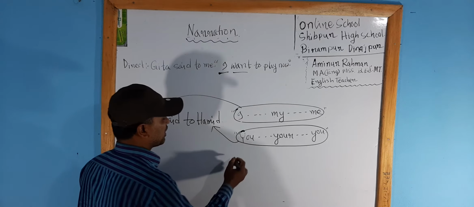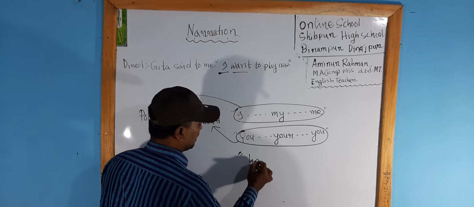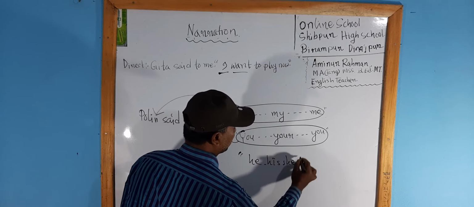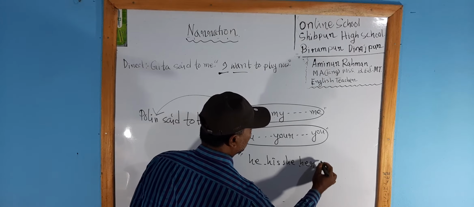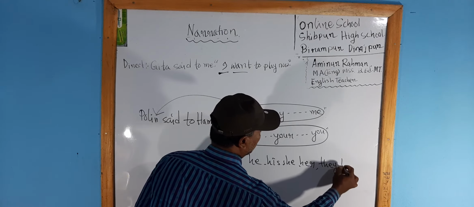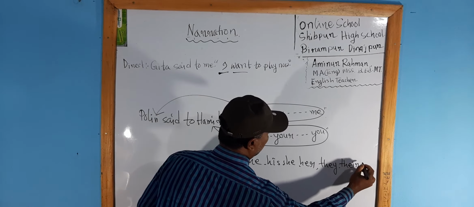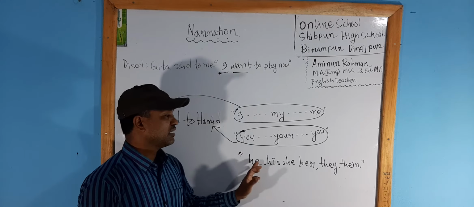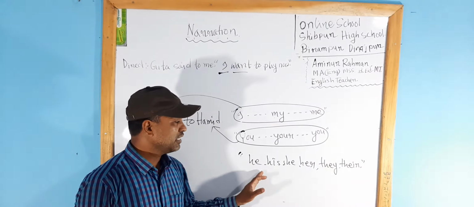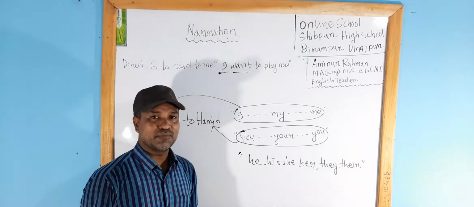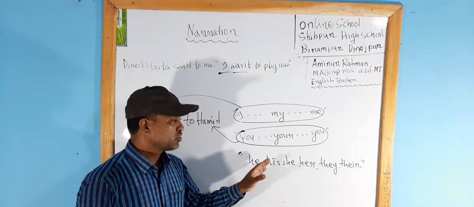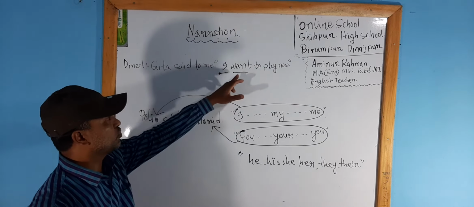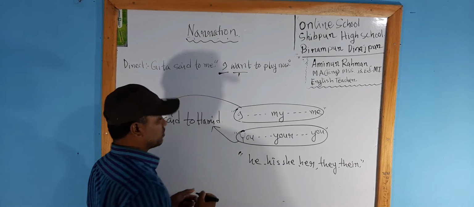Except this, if we get he, his, she, her, they, their, that will not indicate the subject or the object, but they will remain the same. That means he, his, him, she, her, they, their, them will all stay unchanged. So these are the rules that I discussed with you earlier, and I also discussed the verbs.